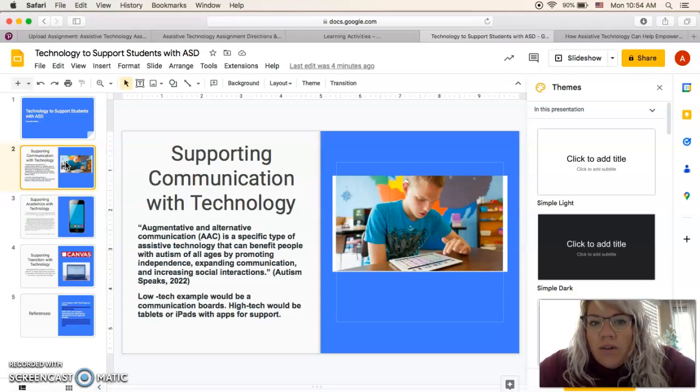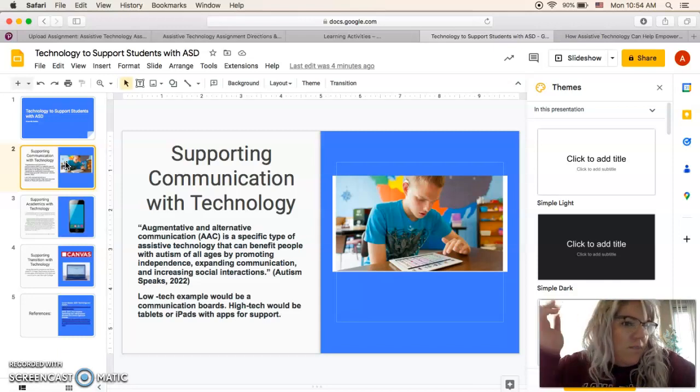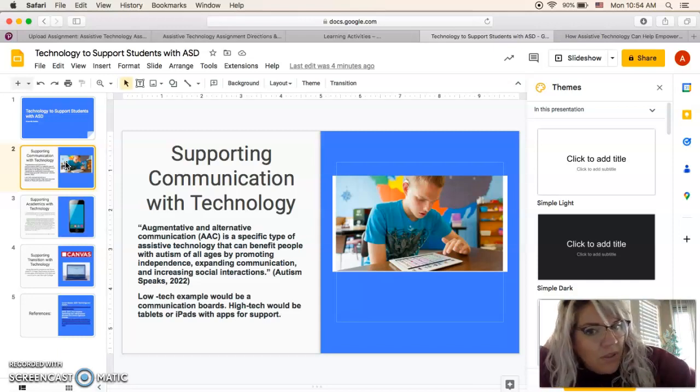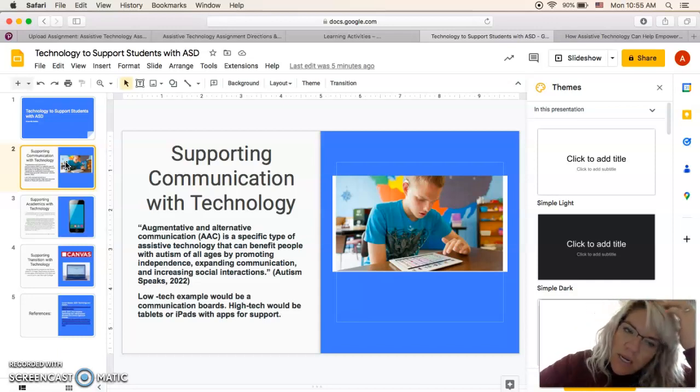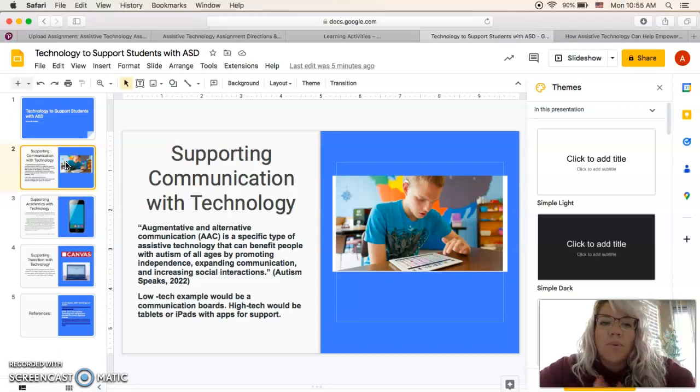Students can use something called an AAC device, which is a specific type of assistive technology that can help students with independence in communicating. A low-tech example of this would be a communication board, where a student could sit down and choose pictures to communicate with their teacher or the person of support in their classroom. An example of a high-tech device would be a tablet or an iPad with apps to support communication.